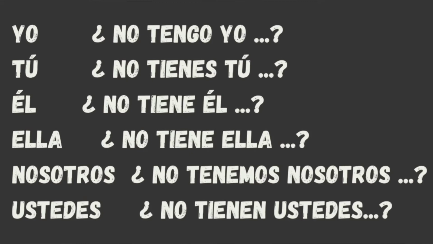Okay, first we have to put the word no. After that, we have to put the verb to have according to the personal pronoun. In this case, for the personal pronoun I, we have to put and conjugate the verb to have as tengo. No tengo, and then after our verb to have, we have to put our personal pronoun. In this case, the personal pronoun I in Spanish is yo. No tengo yo. So that would be our negative question, okay?